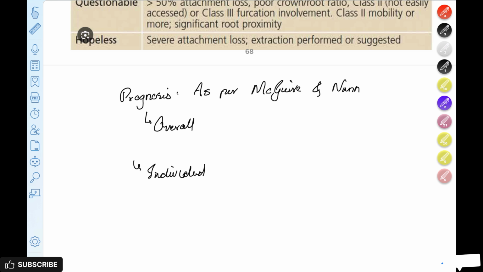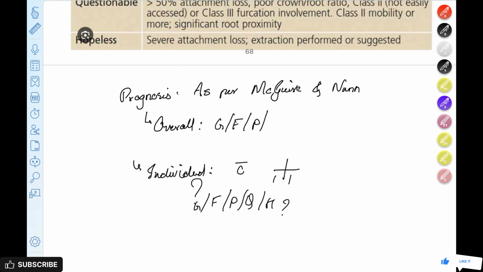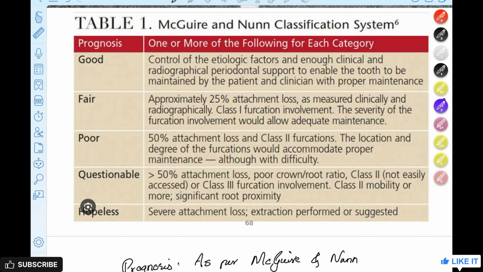So overall is the overall condition, including the systemic condition. Individual is with respect to any teeth, like 3-1 and 4-1. So you have to write individual as good, fair, poor, questionable or hopeless. The same thing you have to write for overall also and for individual also.